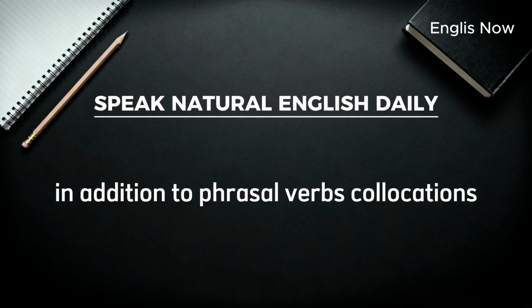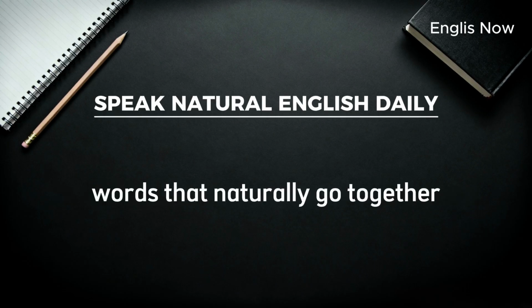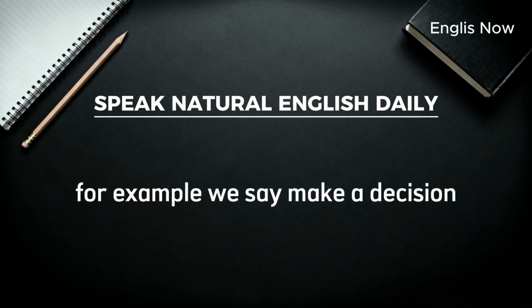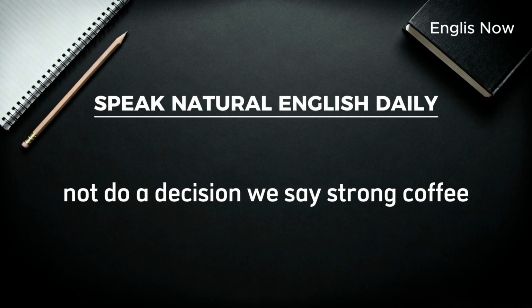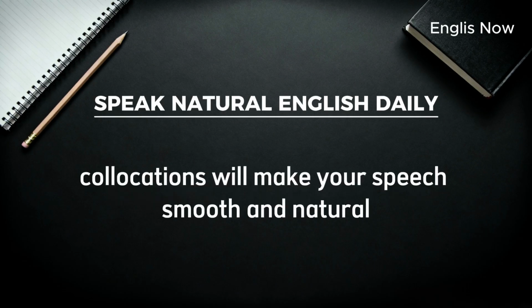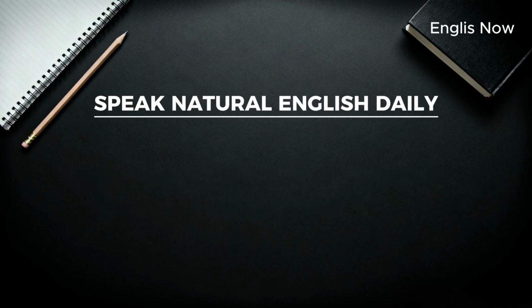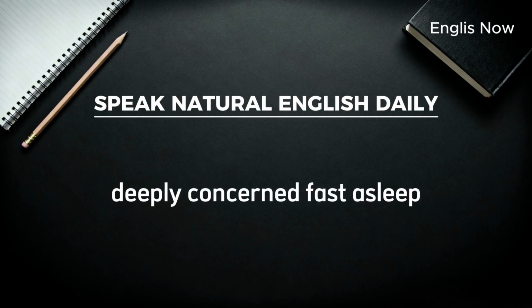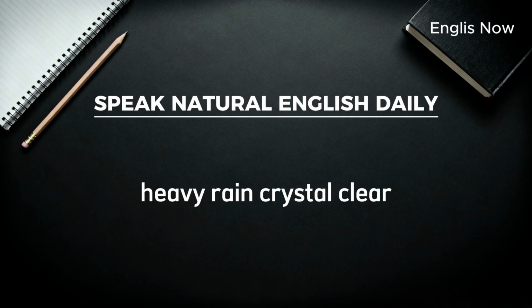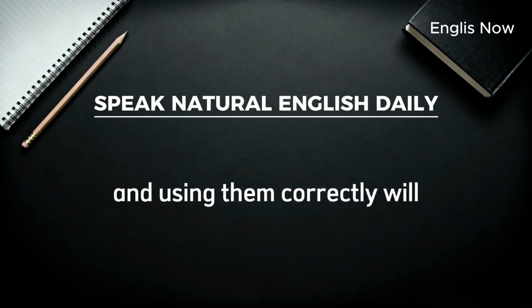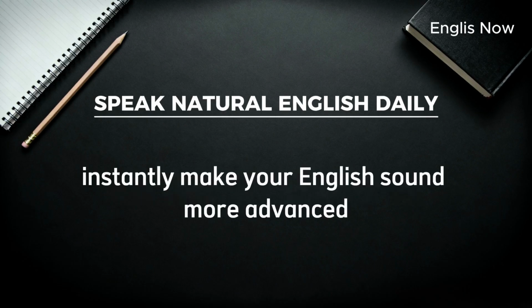In addition to phrasal verbs, collocations, words that naturally go together, are another mark of C2 fluency. For example, we say make a decision, not do a decision. We say strong coffee, not powerful coffee. Learning collocations will make your speech smooth and natural. For example, take responsibility, deeply concerned, fast asleep, heavy rain, crystal clear. These combinations are natural to native speakers, and using them correctly will instantly make your English sound more advanced.